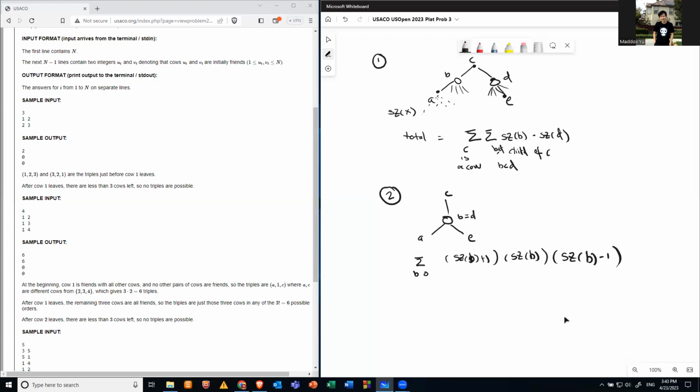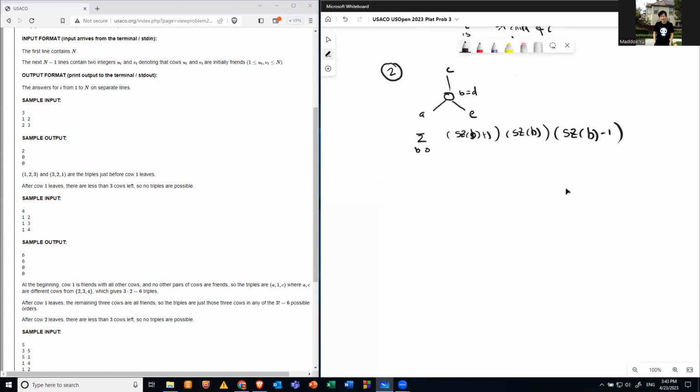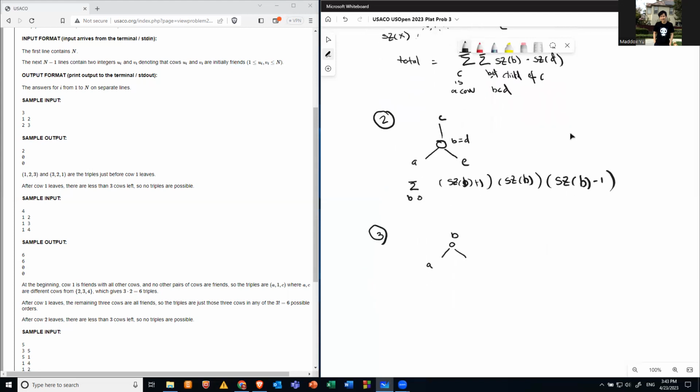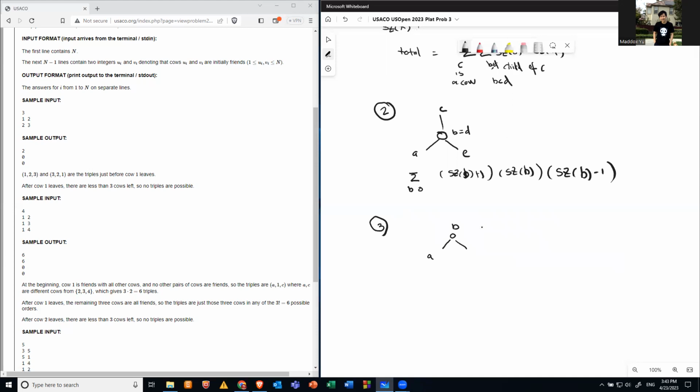Then it could be the third way, it could go like this. You can have B here. On this side, you have A. Then if you look at this, you twist this down. You can have C here.